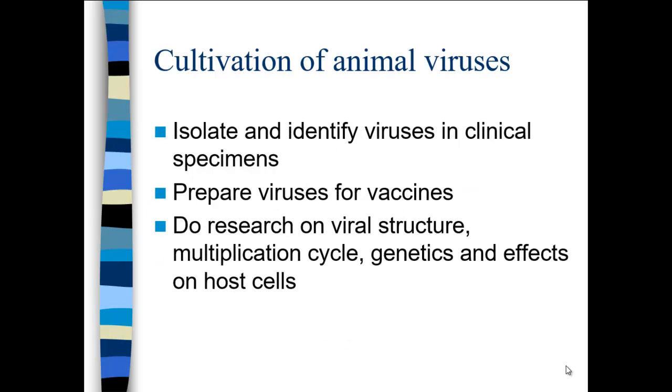Now, it's important to understand these animal viruses, especially those that are causing disease. So you take the clinical specimen, it could be a piece of tissue, could be a body fluid, and you identify the virus in a clinical setting. You can prepare the virus for use in vaccines. And you can also do research regarding understanding the virus better, what's the effect on the host cell, what's the genetics of the virus. And so there's lots of reasons here that we can cultivate animal viruses.